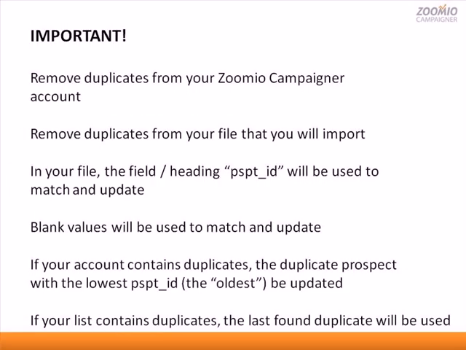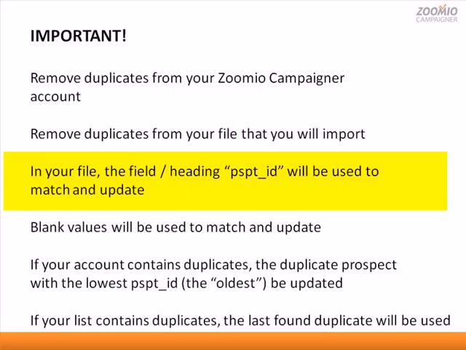Let me wrap up by covering the following important tips. Before using this feature, make sure that you remove duplicates from your Zoomio Campaigner account. For example, if you're using email address as the matching unique key, make sure that each prospect has a unique email address. The same goes for the files that you want to import. Make sure that the values for the matching key, for example, email address, are unique for each row that is a prospect in the file that you want to import.